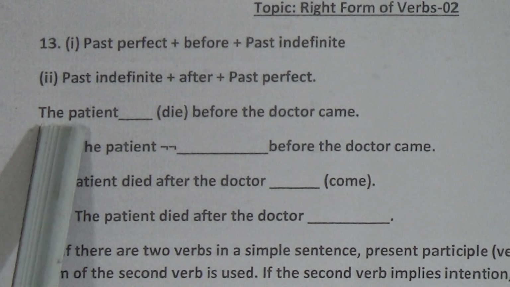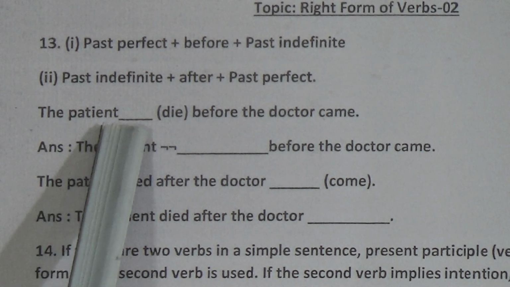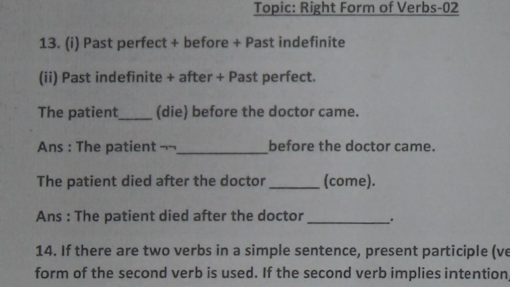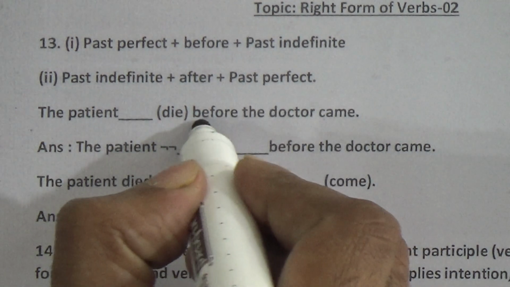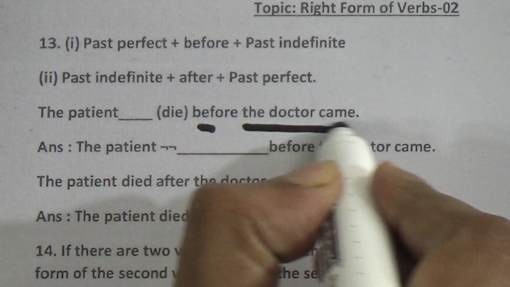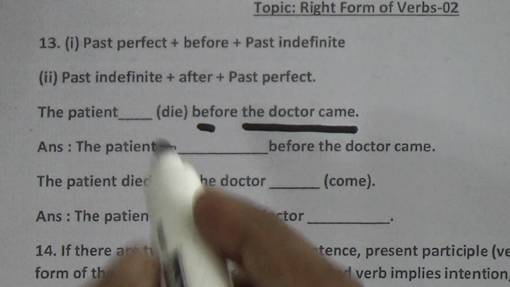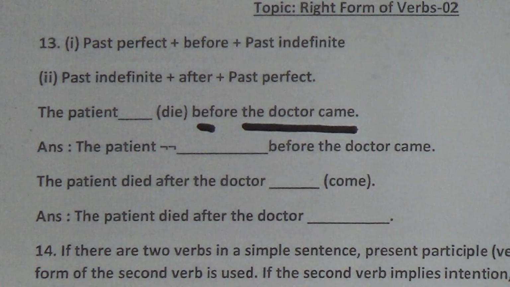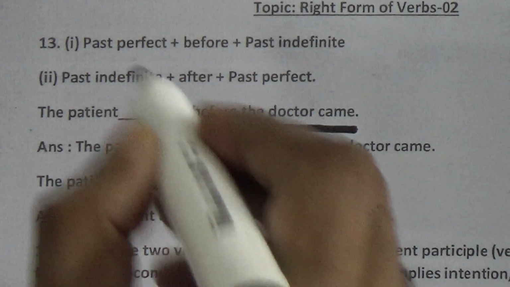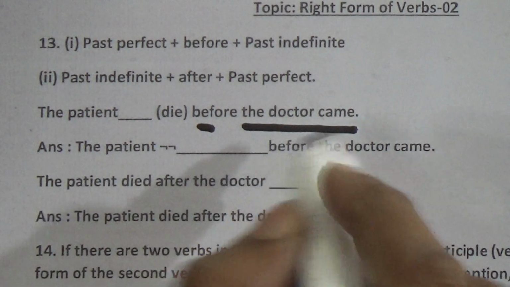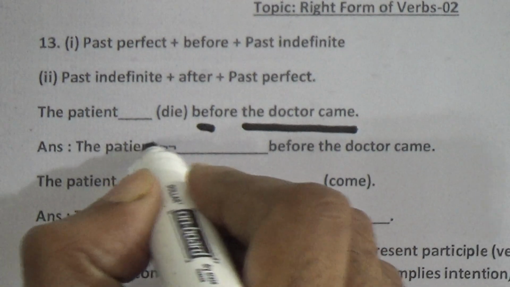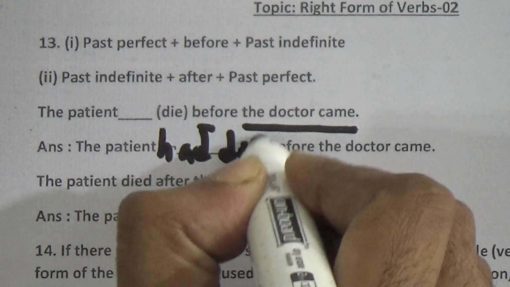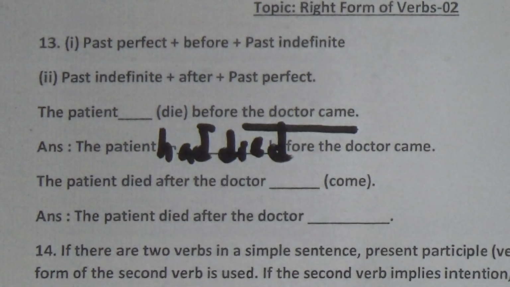Okay, look here the example: the patient died before the doctor came. Look here, before is used and the doctor came. This is in past indefinite form. So the patient died, this portion will be in past perfect tense. So the answer will be the patient had died before the doctor came.